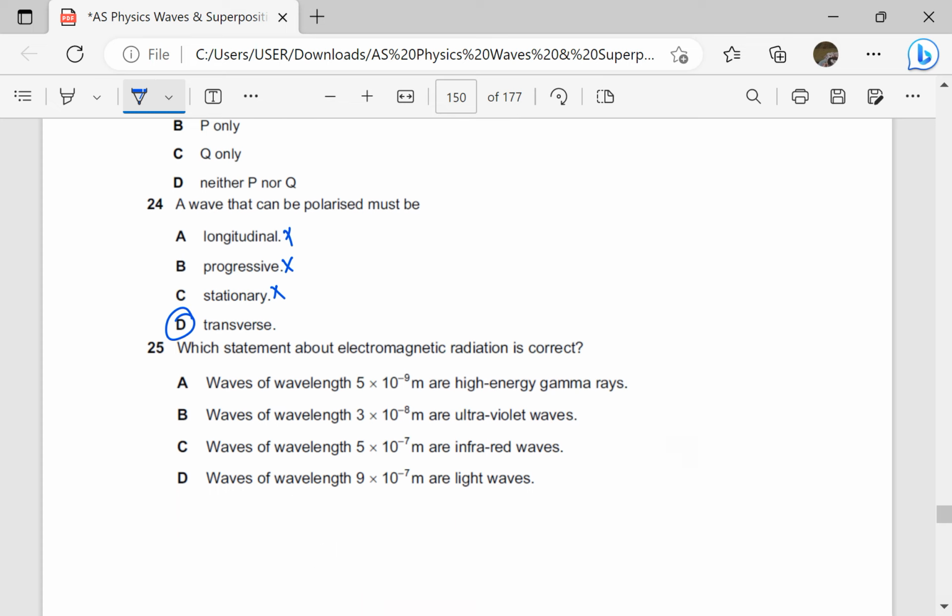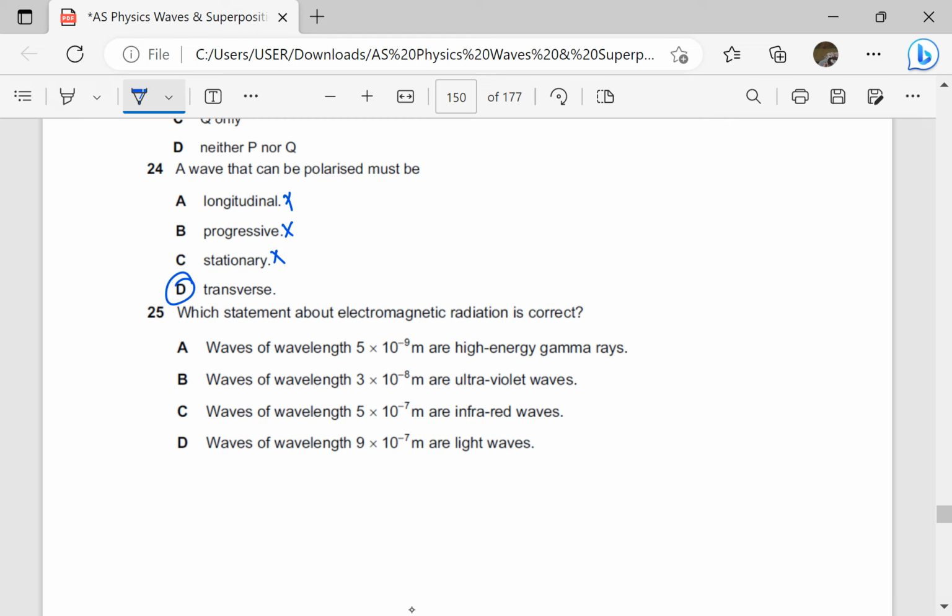Lastly, for part 7, which statement about electromagnetic radiation is correct? Waves of wavelength 5 times 10 power negative 9 meters are high energy gamma rays. Well, gamma rays have a wavelength of about 10 power negative 13, 10 power negative 14, around there. So this is not true. Waves of wavelength 3 times 10 power negative 8 meters are ultraviolet.